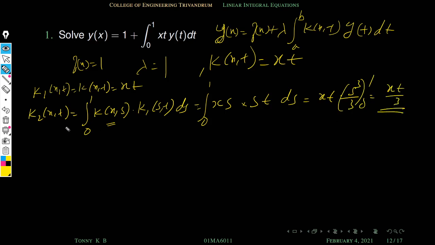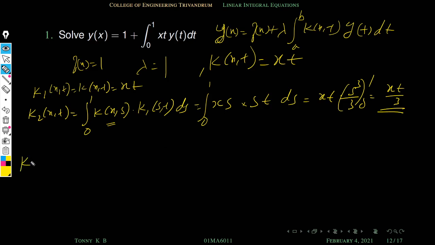So the second iterated kernel is xt by 3, but now we have no pattern. The first one is xt, the second one is xt by 3. We don't know what is the shape of this pattern. To understand the shape of this pattern, we have to find one more kernel, k3.